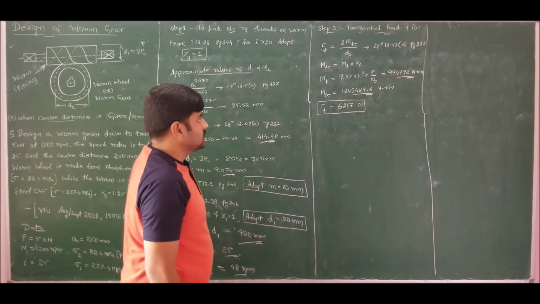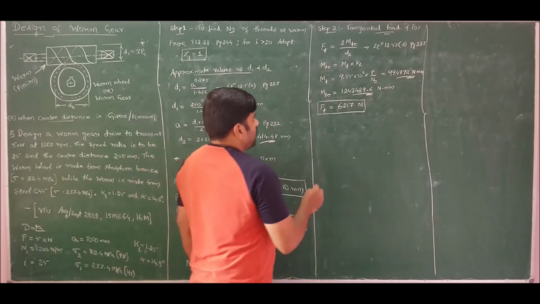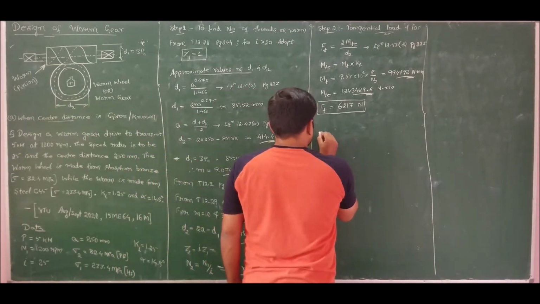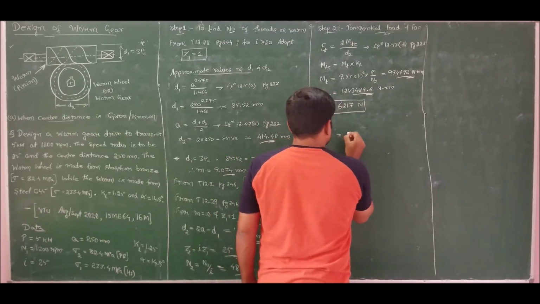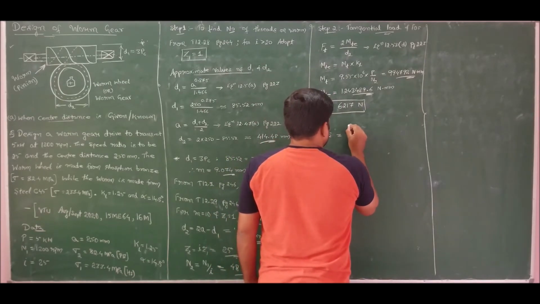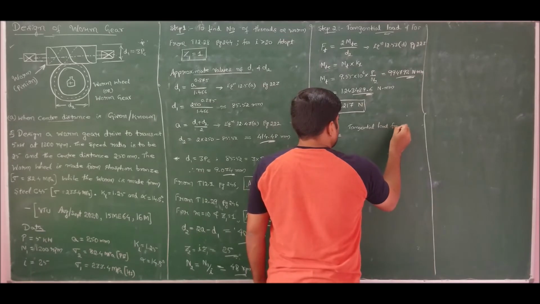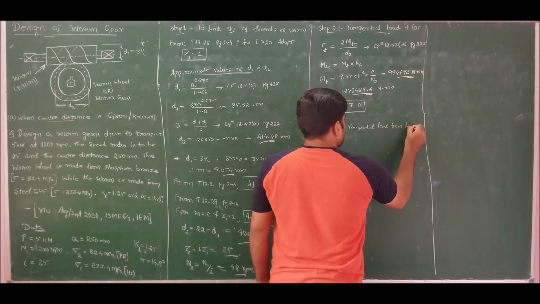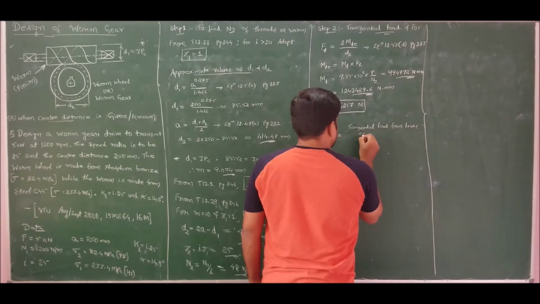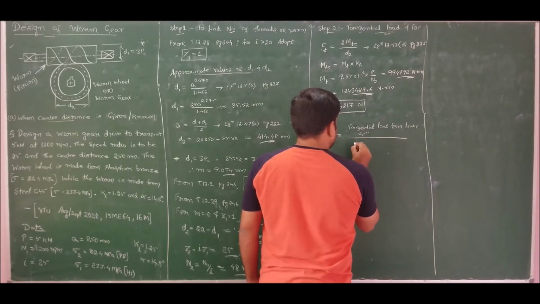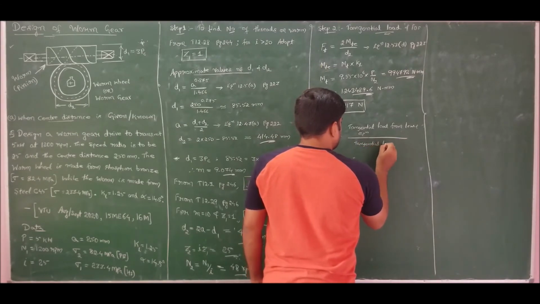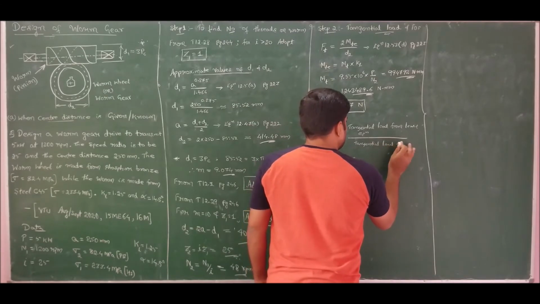Now to find the factor of safety, we know that it is the tangential load from the Lewis equation to the tangential load based on torque.